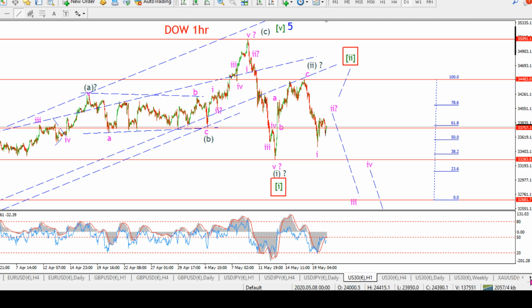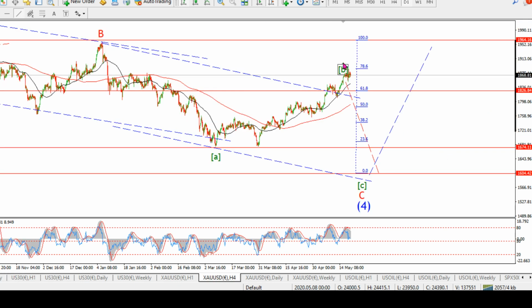Okay, let's move on to gold. It's kind of been a push in gold for a while now. This B wave top has been testing for the moment. It's been testing, and we will see whether this finally brings us to a close on a B wave rally.